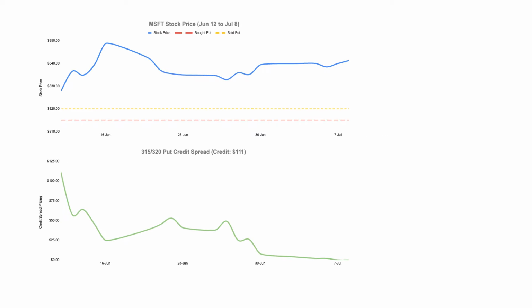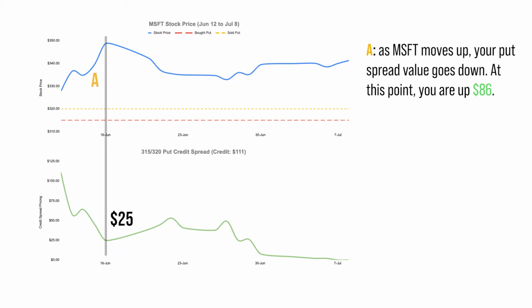On June 16th, when Microsoft peaked at 348.72, the put credit spread is worth only $25. So at this point in time, if you were to close this credit spread, you would spend $25 to close it. But remember, you collected $111, which means you would make $86.